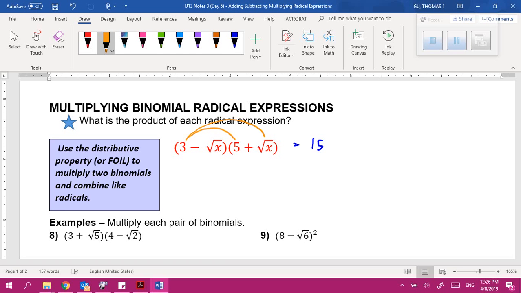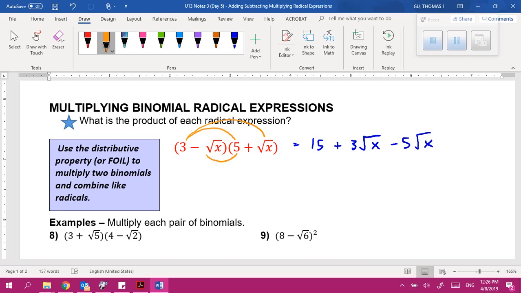3 times the square root of x. What is 3 times the square root of x? Right, 3 square roots of x. We can't combine them because 3 is not inside the radical. Okay, what should I multiply next? Negative square root of x times 5, which gives me? Very good. Negative 5 square roots of x.